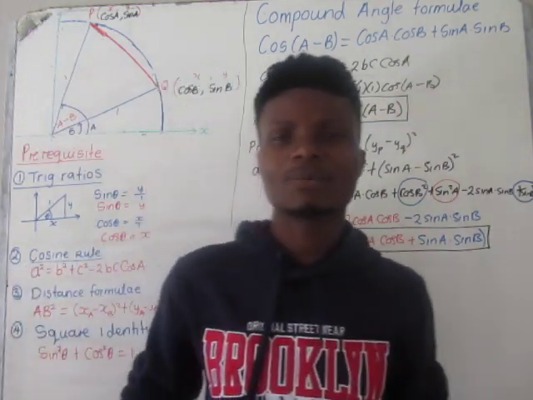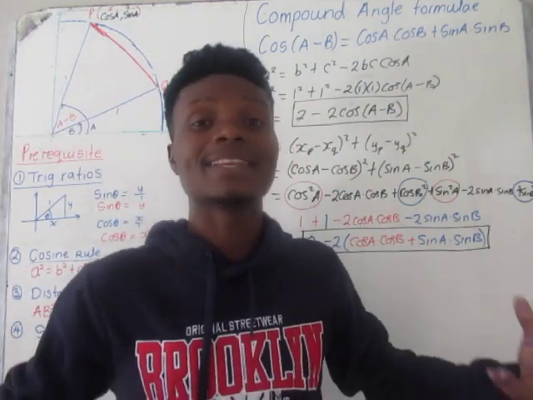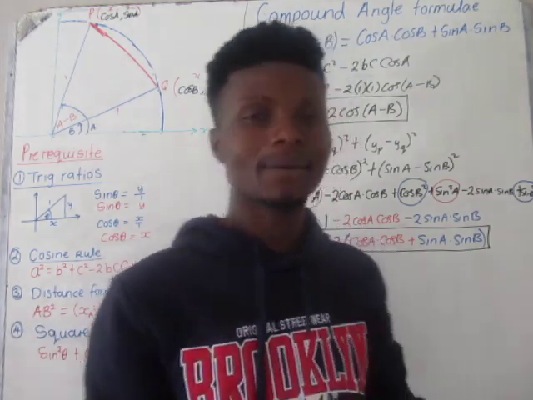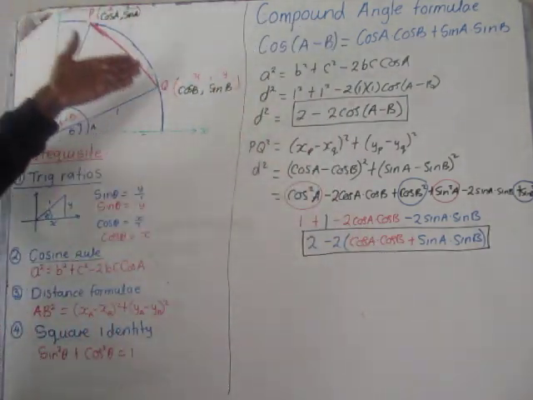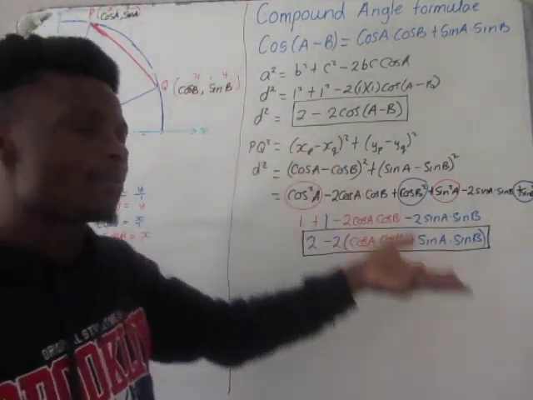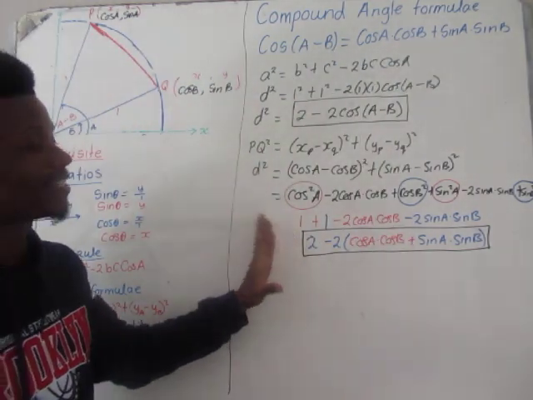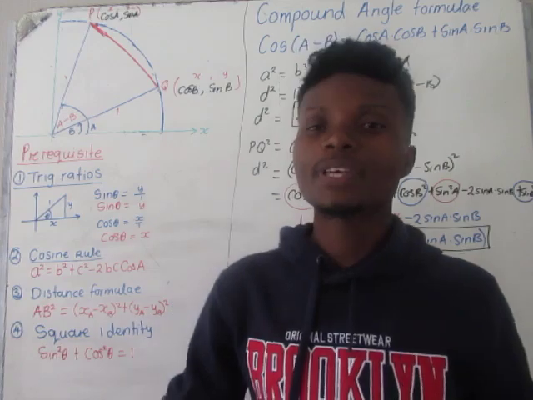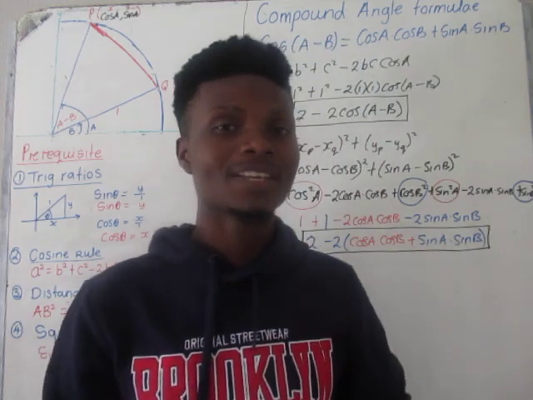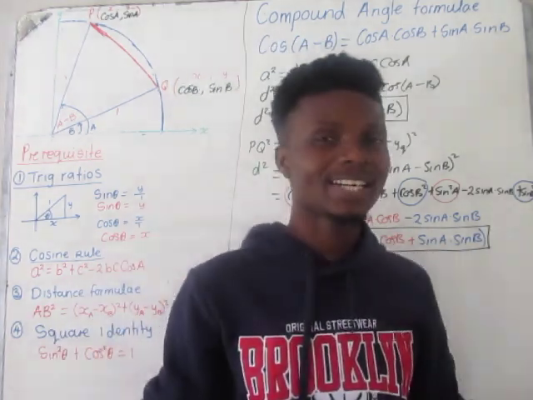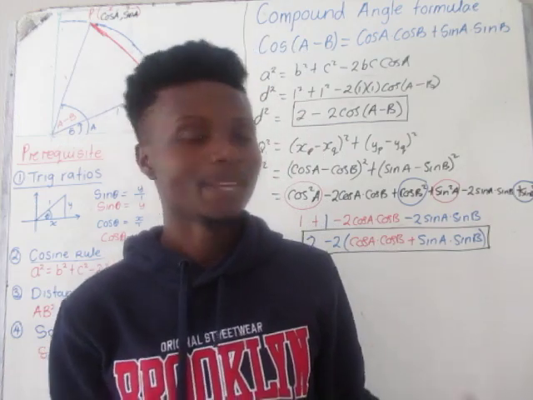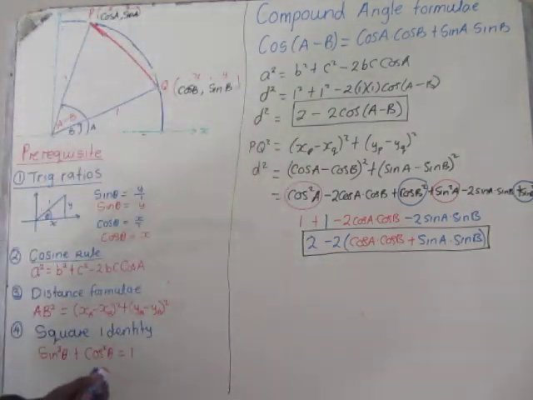So what do we call these ones? These magnitudes are the same. These things are exactly the same because we proved the same distance using another method, which is the cosine rule, and another method, which is the distance formula. So we call them identities. These two things are identities. So we can equate identities, simplify them. So how do we simplify identities?